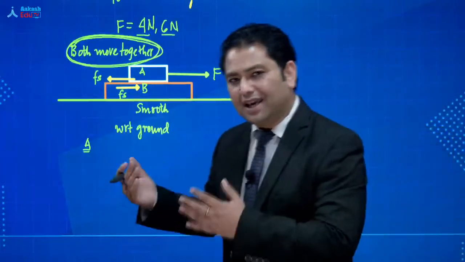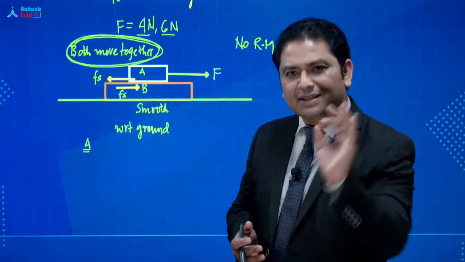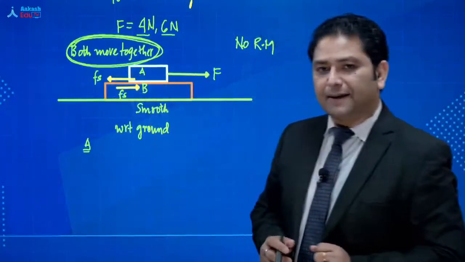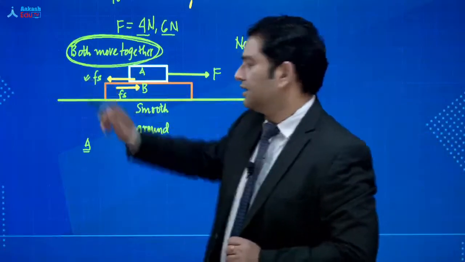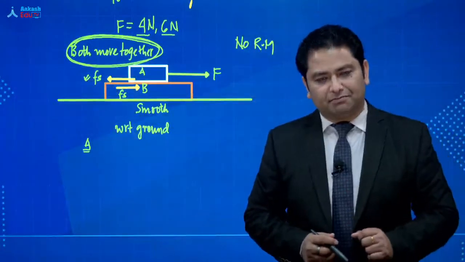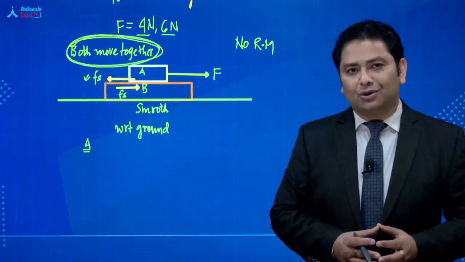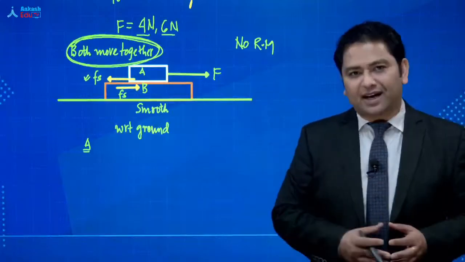So, if A is moving towards right, I have a simple question. Tell me, capital F or Fs में से, I'm talking about this Fs, which value would be greater? Of course, capital F would be greater. क्यों? Because the block is moving towards right.